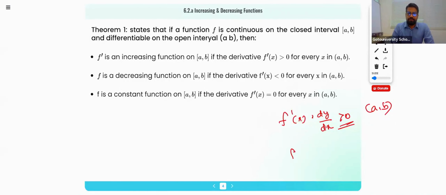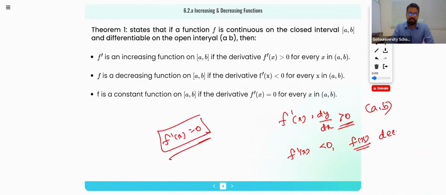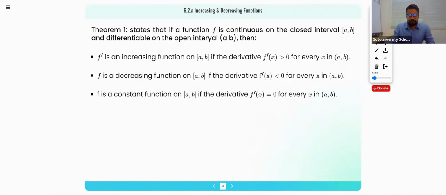Similarly, if f dash of x is less than 0, then f of x is a decreasing function in the open interval a comma b. If f dash of x is equal to 0, then the function is neither increasing nor decreasing in the interval a comma b. That's the meaning. And how are we going to use this? Let's solve some questions to understand the usage of this. Shall we? Any doubt in this?